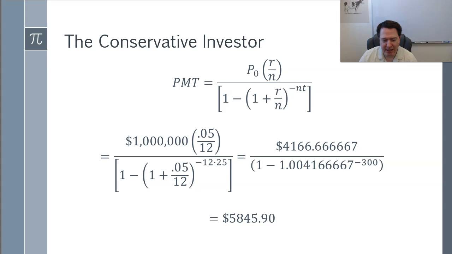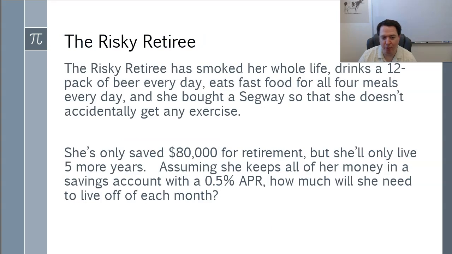All right, let's look at a similar type of calculation for someone who did not make the best choices in their life, where they smoked their whole life, drinking a 12-pack of beer every day, eating fast food for 4 meals a day, and they don't get any exercise at all, okay? So this person has only saved up $80,000 for retirement with the thinking like, I'm not going to live that long anyway, okay?